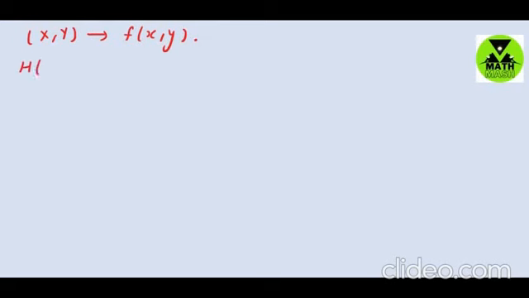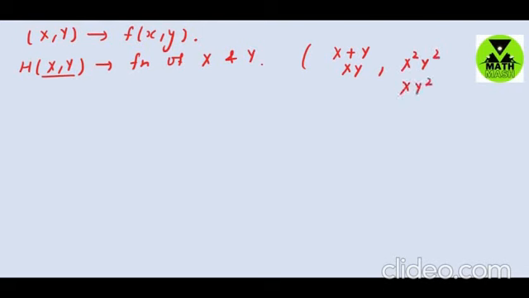How do we compute the expected value of a function of x and y? Let h of x comma y be some function of x and y. So h of x comma y is again a random variable. It could be x plus y, or xy, or x square y square, or xy square. It could be anything. So how do we compute the expected value of this function, that is, expected value of h of x comma y?